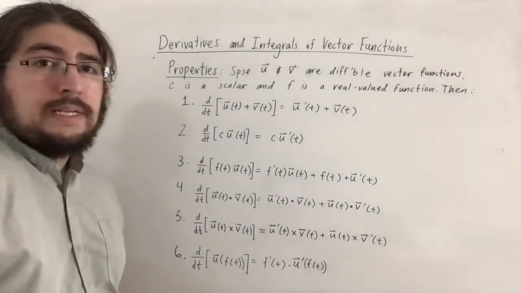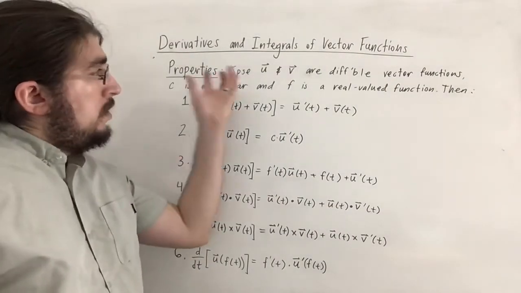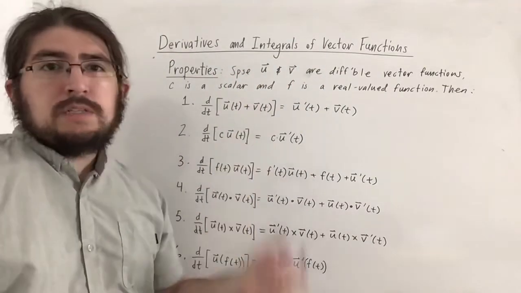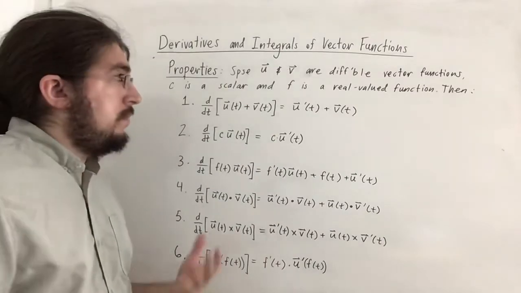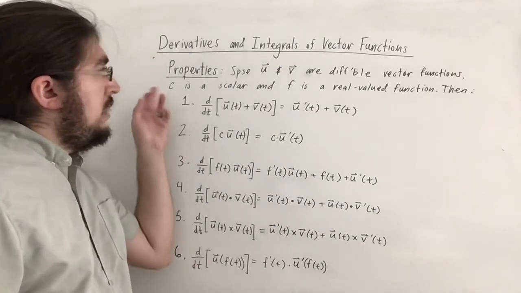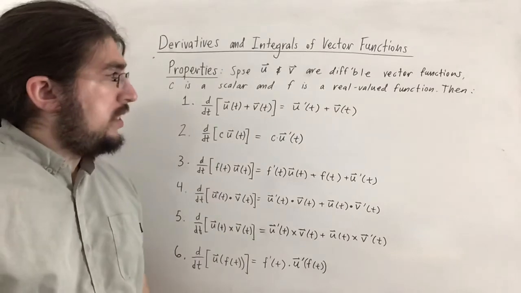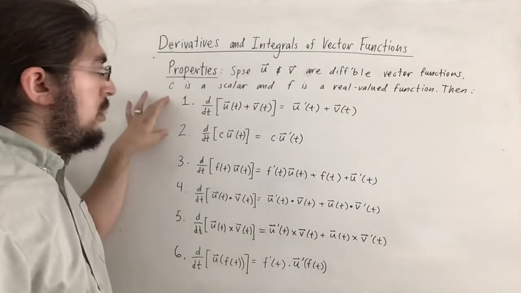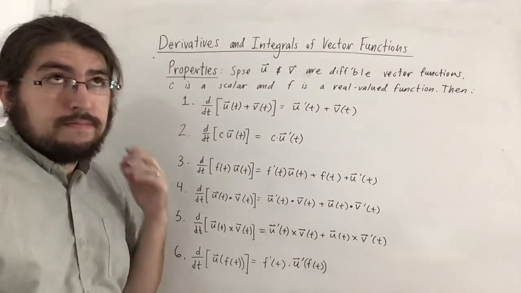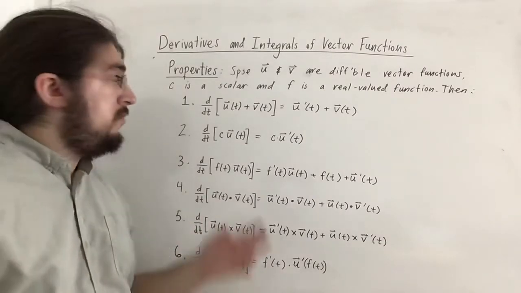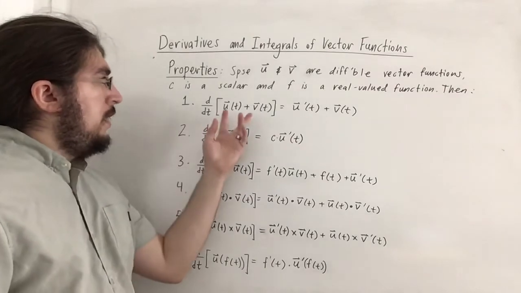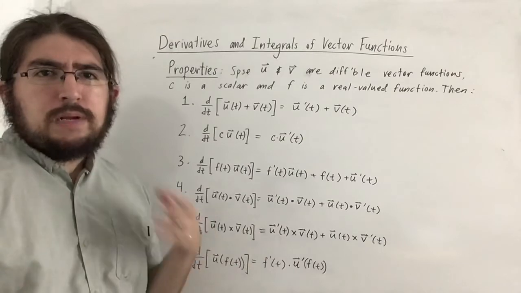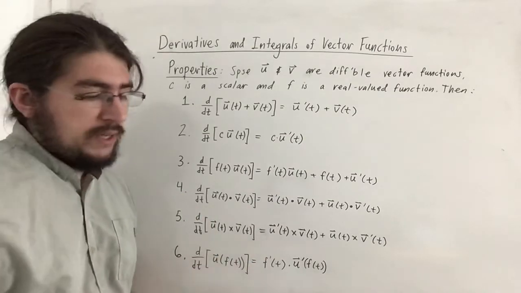Right, so here are the properties I was discussing earlier. Suppose that u and v are any differentiable vector functions. Differentiable just meaning that their derivatives exist on certain given intervals. C is a scalar and f is a real valued function. Then the following 6 properties hold, which are pretty nice. Now, the first 2 are pretty believable and not too difficult to prove, just based on definition of things. Basically, this says derivative of a sum is sum of the derivatives over vector functions, which we kind of believe because that's certainly true for regular functions.